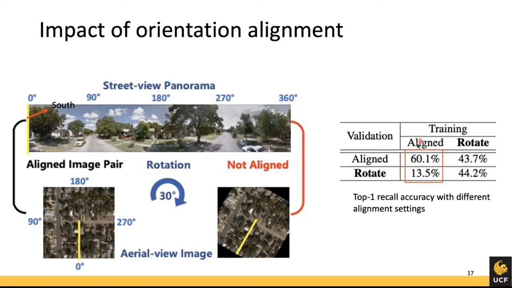Okay, but if we train the model using the aligned image pairs, but during testing or validation we randomly rotate the aerial image, as shown here, right? In this example, I rotate clockwise 30 degrees. If we randomly rotate all the validation images to destroy this alignment information, you can see that the performance drops significantly, from 60% to only 13.5%. So there's a dramatic drop in retrieval performance. And this intuitively makes sense, right? The geometric alignment information provides a strong cue for image matching, and if we destroy that, the performance will drop.